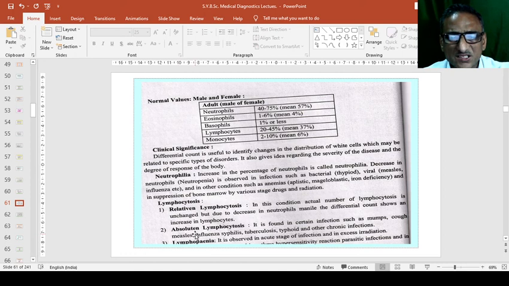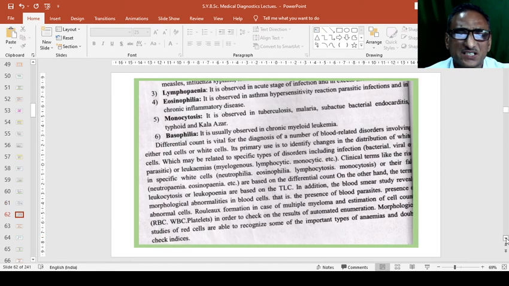Then absolute lymphocytosis is found in certain infections such as mumps, whooping cough, measles, influenza, then syphilis, tuberculosis, typhoid, and other chronic infections or infective diseases. And then lymphopenia, eosinophilia, monocytosis, basophilia, these are the conditions which are observed due to their abnormal numbers or abnormal percentage in the blood.